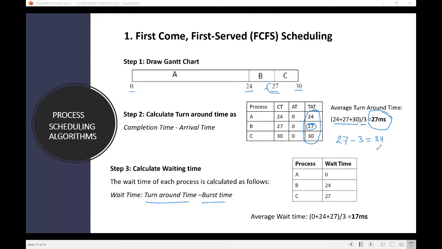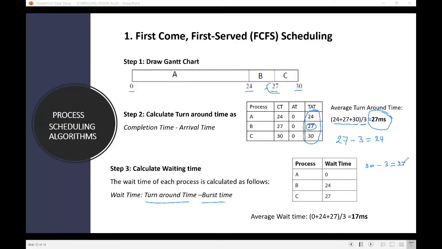Then for process C, we have 30, which is the TAT. Then the burst time for process C is 3. Then we find that process C also has spent 27 milliseconds waiting for its execution.